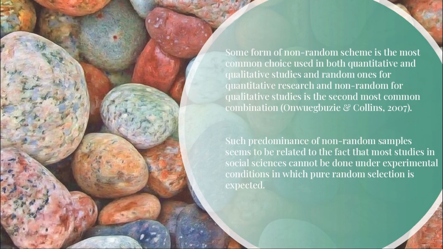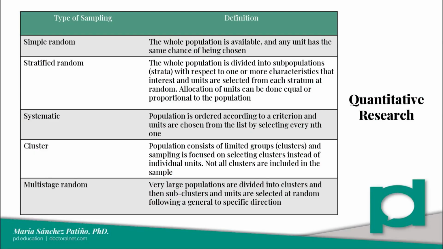How come? Perhaps because random selection is not always possible in social sciences studies, which account for a great number of research studies today. Now, here you have some of the sampling schemes widely used in quantitative research.